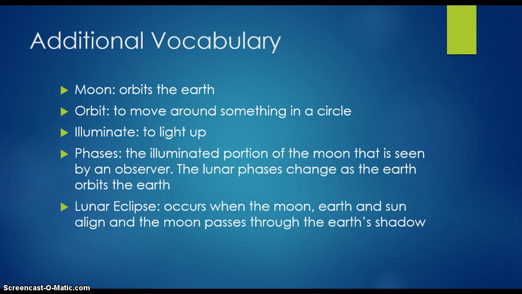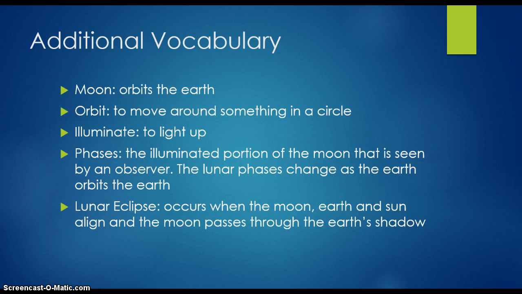Lastly, there are some additional vocabulary words that we feel are important for the students because these words will be brought up throughout the lesson many times. The first one is moon. They all know what the moon is, but we want them to know that the moon orbits the Earth. Obviously we want them to know what orbit means, and orbit is moving around something in a circular motion.